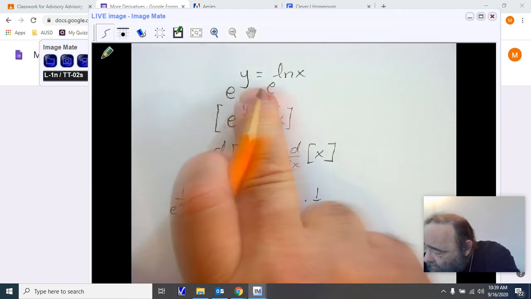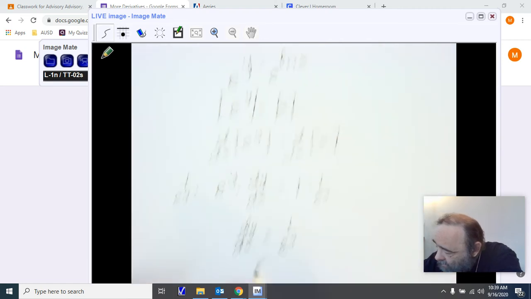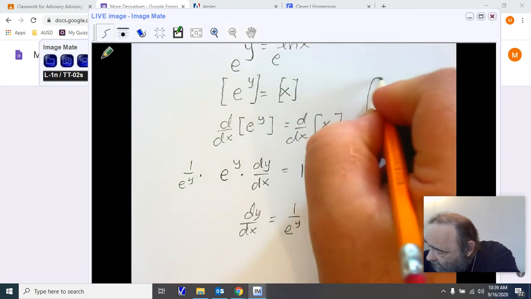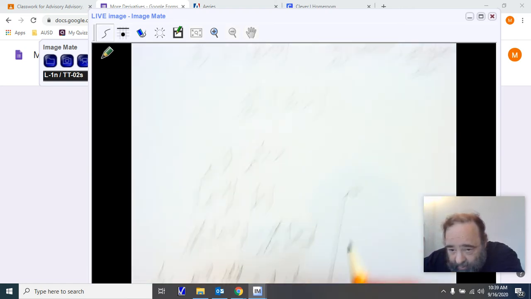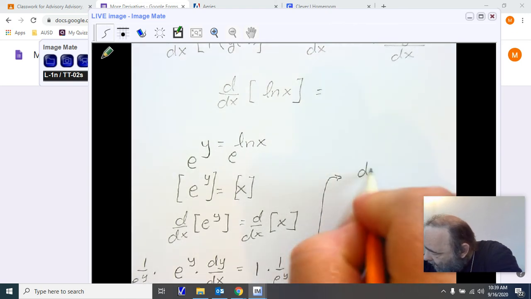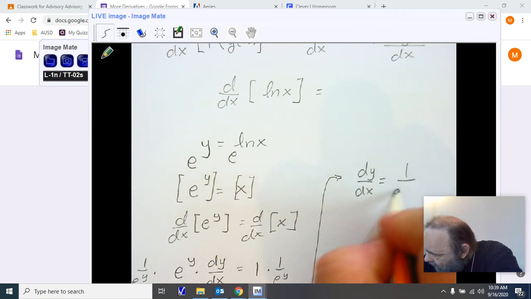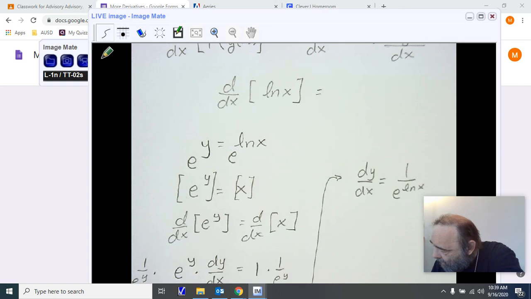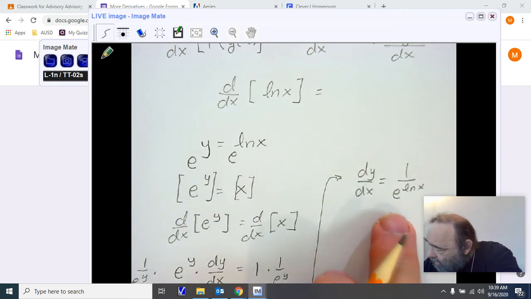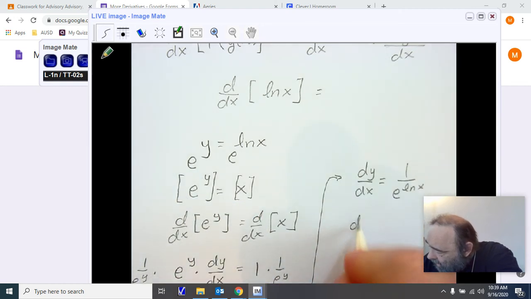But remember, y was the natural log of x. So let's just do it up here so I don't have to get too close to the edge. I'm going to take dy/dx, and I'm going to substitute e to the natural log of x. Well, we've already talked about that. Remember? That was right here. That's just x. e to the natural log of x is x.